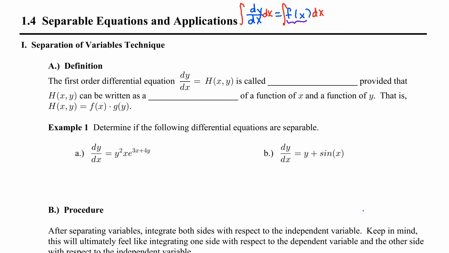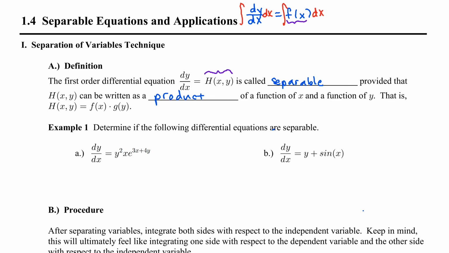Now let's pause right here because now we have something different than what we've studied previously. Over here on the right side, we'll have a function of both the independent variable x and the dependent variable y. This differential equation is called separable, provided that h of x and y can be written as a product of a function of x and a function of y. That is, h of x and y equals f of x times g of y.